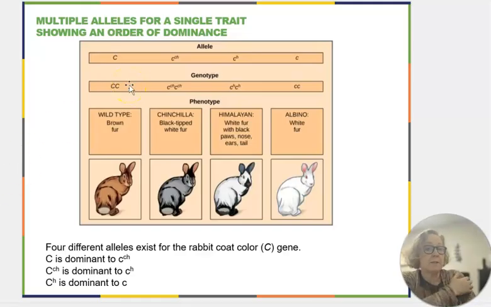Sometimes there's multiple alleles for a single trait. Blood type is one of those, right? You can be O, you can be AB, you can be A. Another example of multiple alleles would be rabbits, okay? So brown fur is dominant to chinchilla fur, which is dominant to Himalayan fur, which is dominant to albino fur. So this is how it goes in order of dominance.